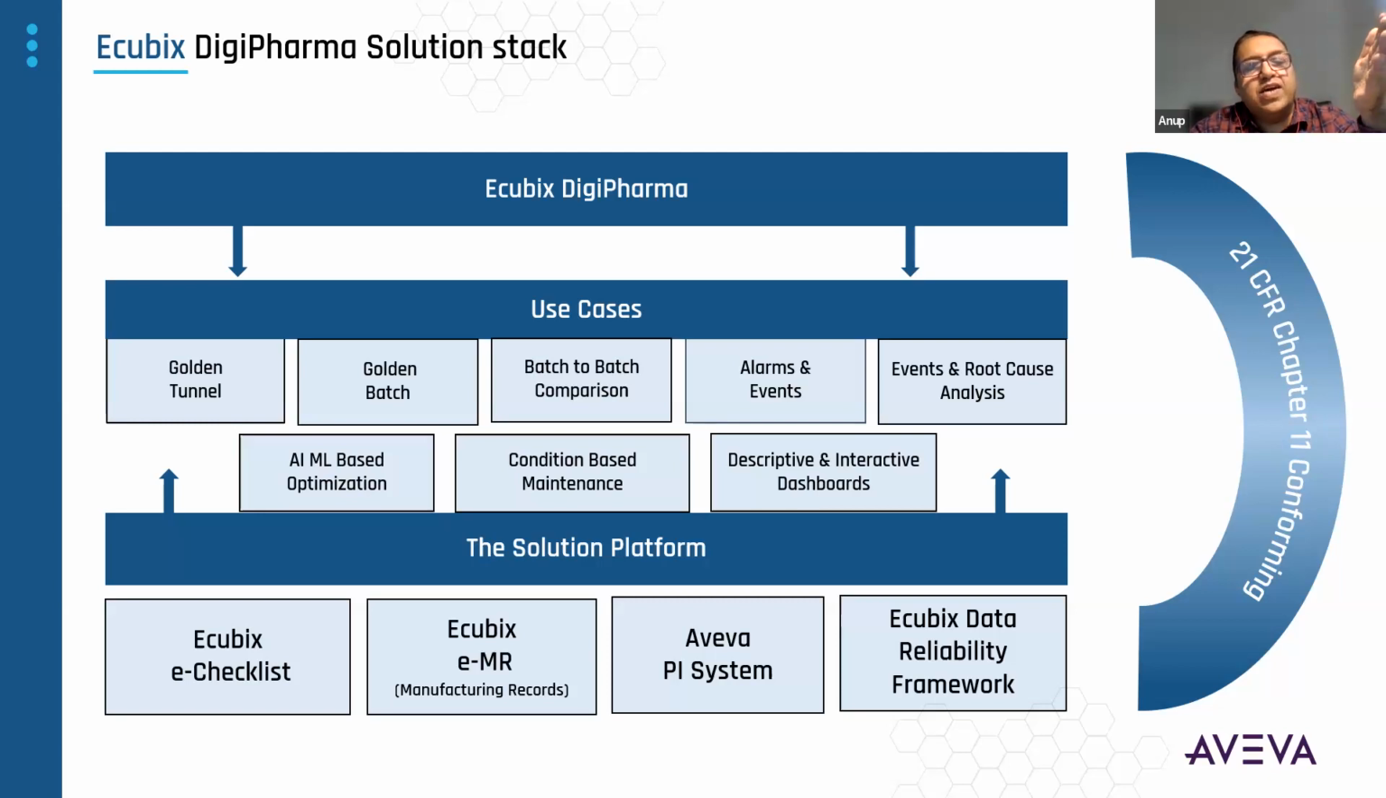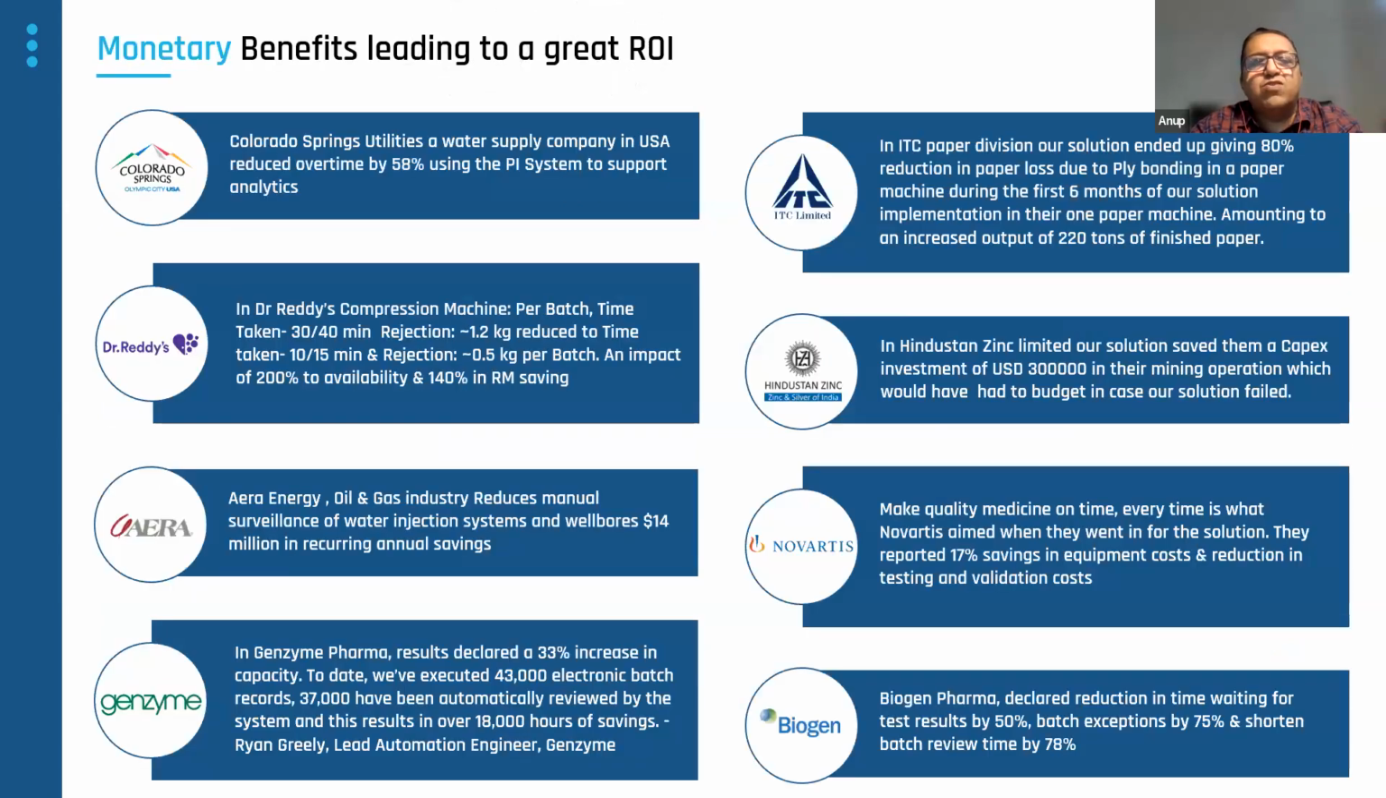When it comes to AI/ML based optimization, we can offer this to you. Condition based maintenance. Let me tell you, the moment scheduled maintenance moves from scheduled to condition, 8% benefit on your maintenance happens straight away. I can prove it to you, but as I move forward, we'll do that. Descriptive and interactive dashboards. That's the last thing. It is basically visualizations that we give you.